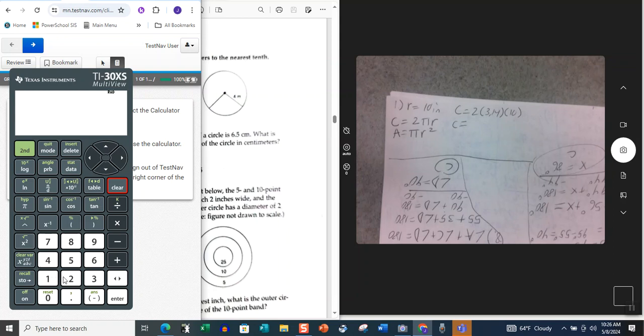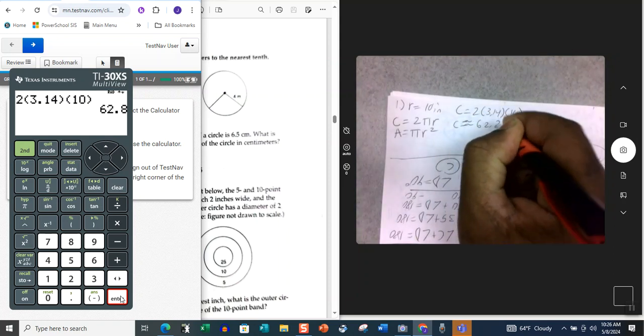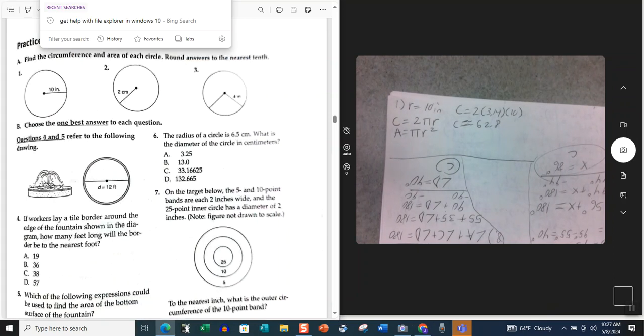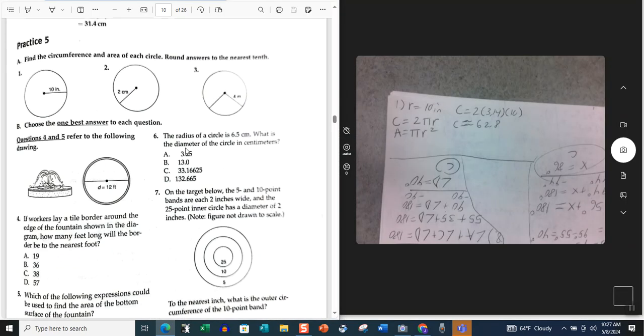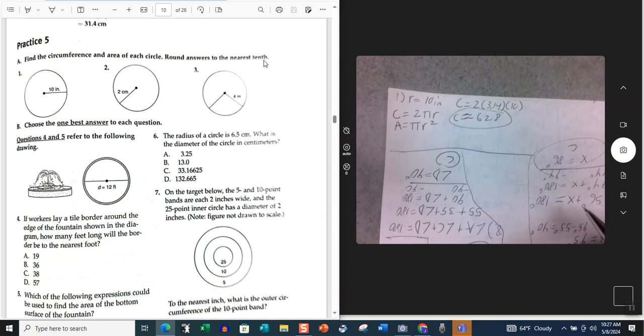So we have 2, parenthesis 3.14, close the parenthesis, parenthesis 10. We have 62.8, and remember, it's always an approximation. Now it says round the answers to the nearest tenth. This is already to the tenth, so our circumference is 62.8.